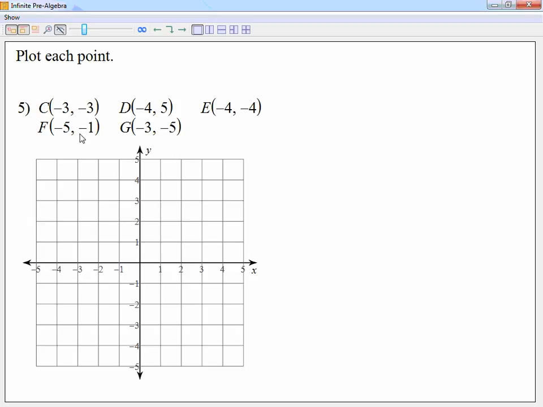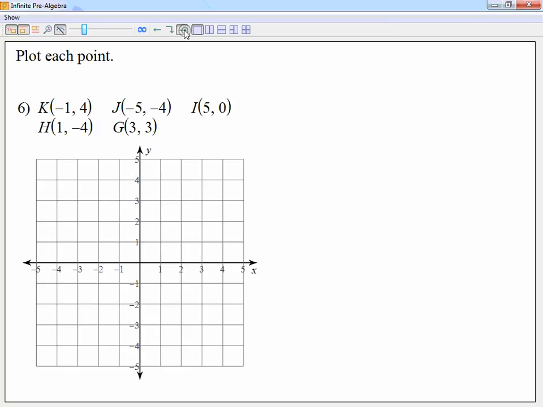Starting with point C, if I had to graph it, it says 3 to the left, because remember, the first number tells me right or left. So it says 3 to the left and 3 down. So that's my point C. If I look at point D, I go 4 to the left, 5 up. That gives me my point D. And then so on for the rest of the points. Now, any questions on problems 5 through 8? Keep in mind, 5 I did not finish.